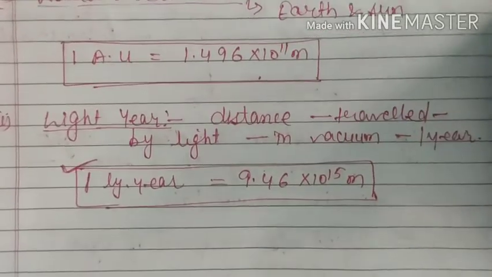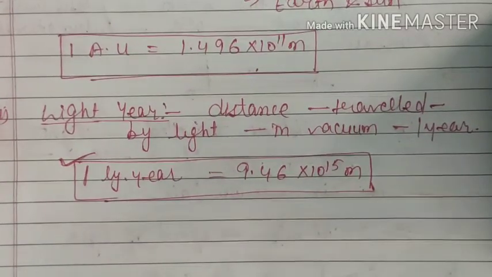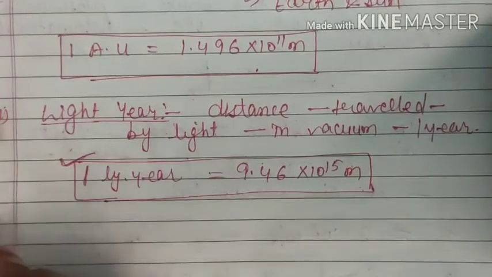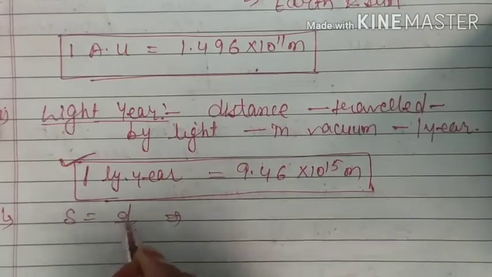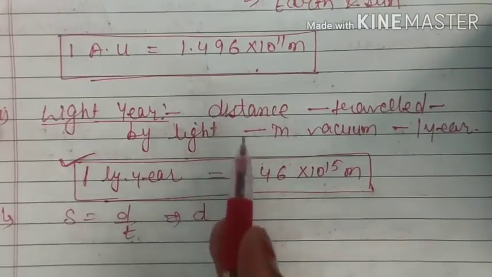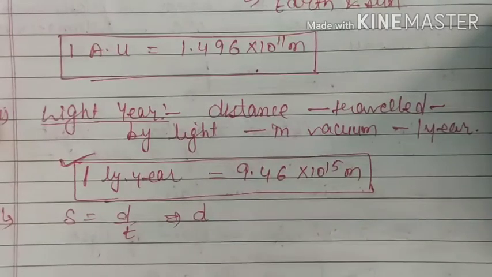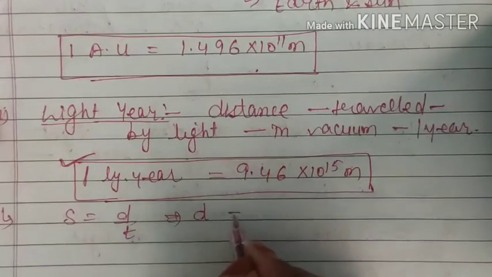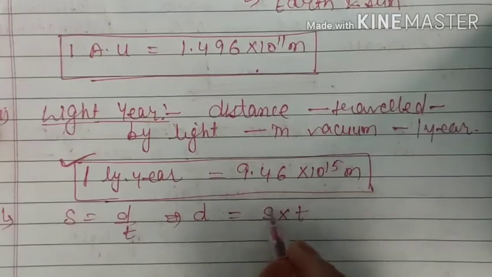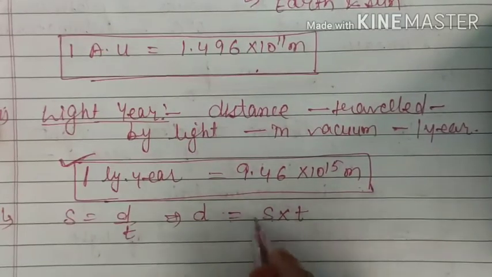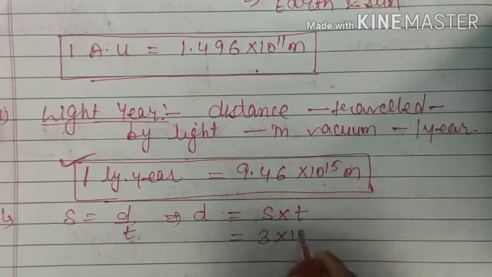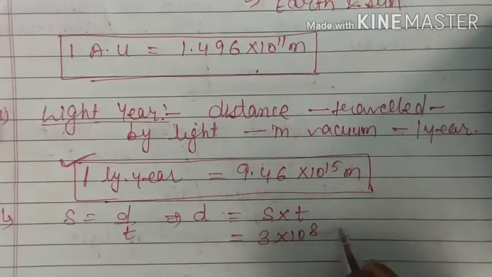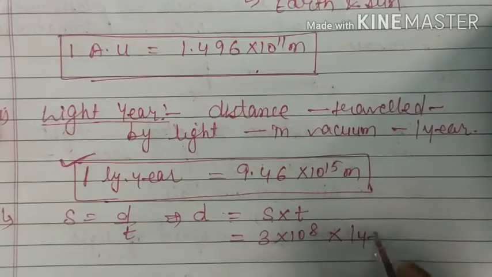All the numerical values we have to relate with meter, so we will have to remember these. But even if you forget by chance at the time of the exam, you can calculate it from the same formula, speed is equal to distance upon time. These are all units of length, and distance is a length. So distance is equal to speed into time. Here we are talking about the speed of light, approximately 3 into 10 raised to power 8 meter per second, and time is 1 year.